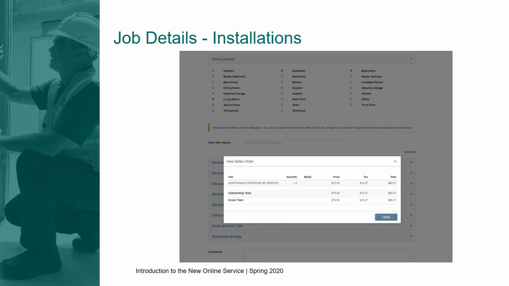Another feature of this page is the estimate function. Once you've entered in the work items, simply click on Estimate at the top right of the page to get an approximate amount for the fees associated with your notification. Now you can click on the Close button at the bottom right and click Next to save any changes and move to the next step, scheduling your notification.